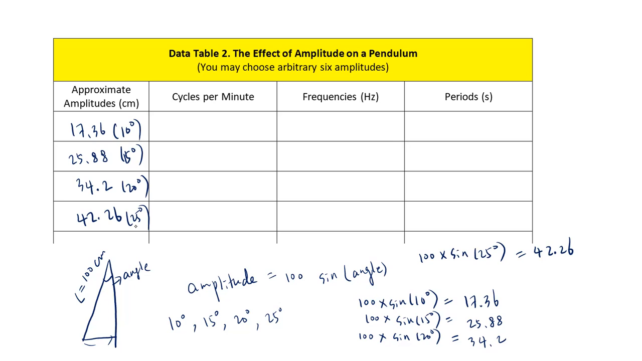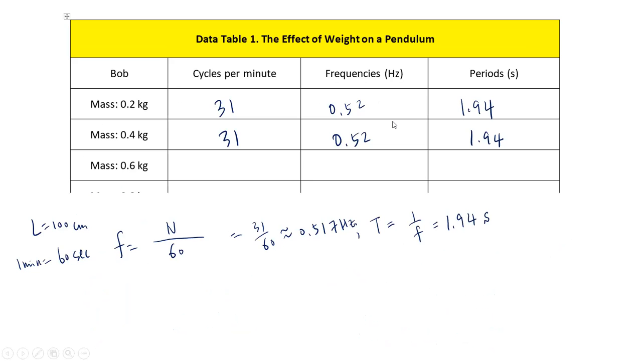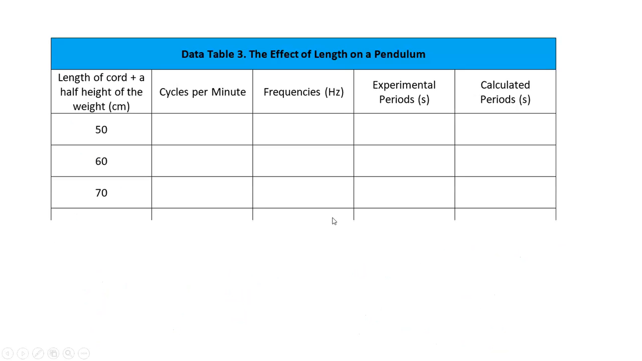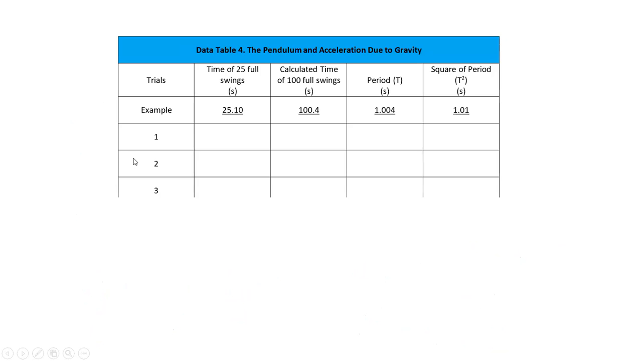You can see this is also the same, 31. That is also the frequency. Similarly, if we test 0.52 seconds, then the period will be 1.94 seconds. Yeah. You can similarly do this kind of work by changing the angle to 15 degree, 20 degree, 25 degree. And the next table is when we change the length.